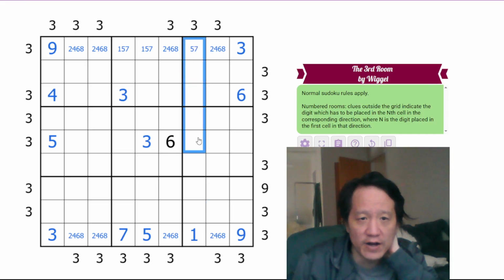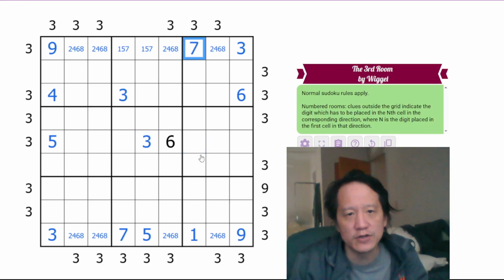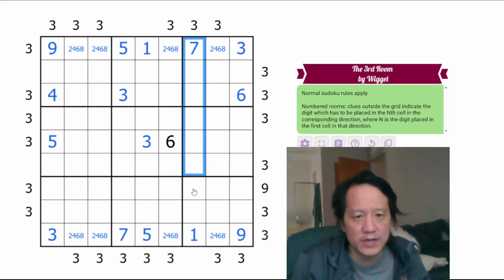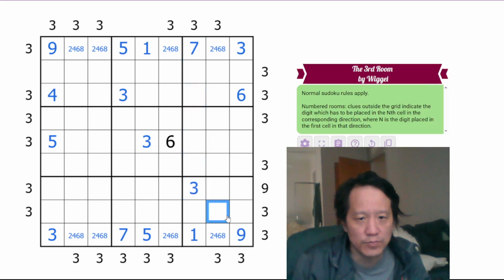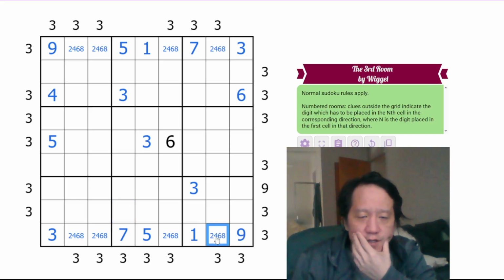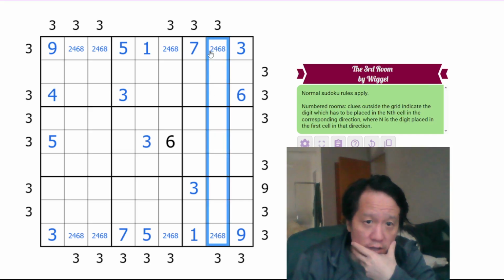This cannot be 5, because if this were 5, 3 would have to be here, and there'd be a duplicate, so this is 7 here. This can't be 5 or 7, it's 1. This can't be 1 or 7, it's 5. This 7 means that the 3 has to be 7 away, so this is 3 there. This is 9. This digit, so where's the 3 in column 8?